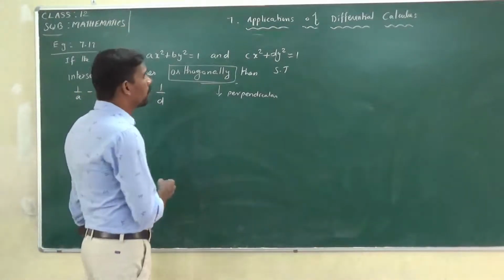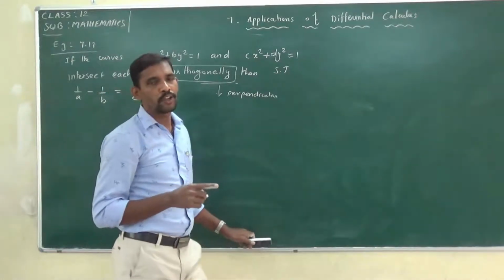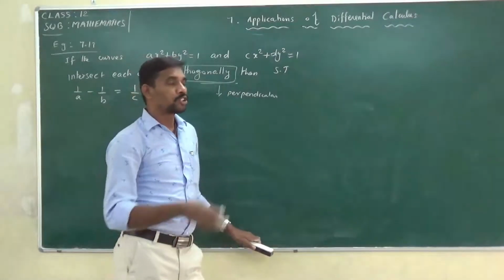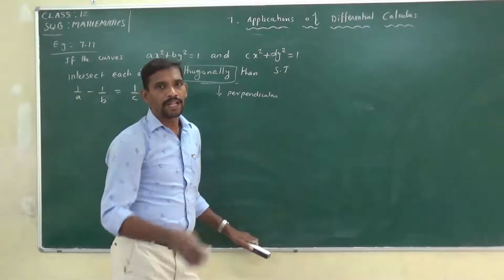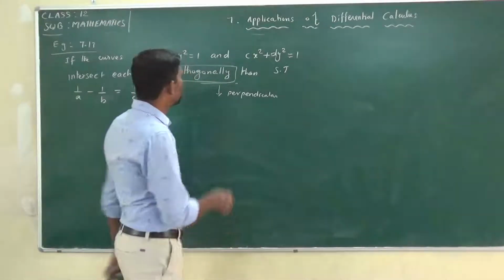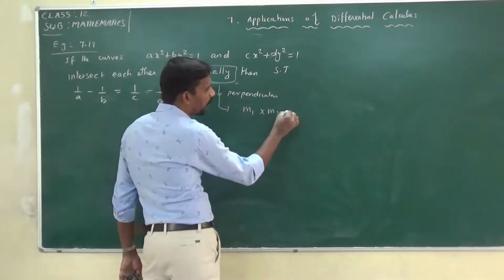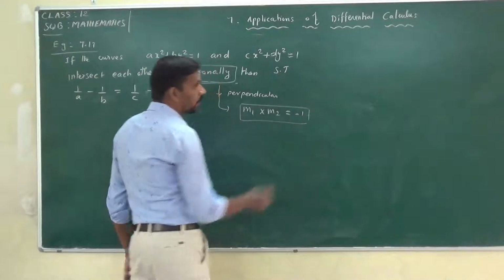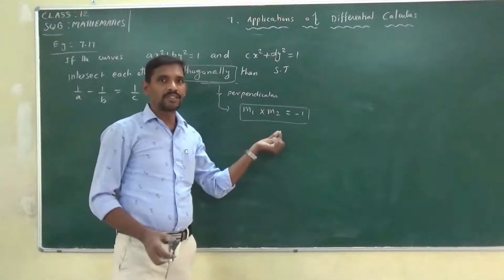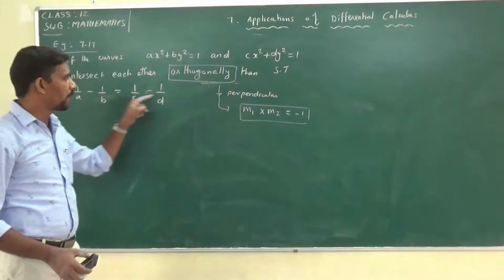So if two lines are perpendicular, we know the concept of slopes. Using the slopes concept we can easily check whether lines are parallel or perpendicular. If slopes are equal, then they are parallel. If the product of slopes gives minus 1, then they are perpendicular. That means for orthogonal curves we use the concept m1 into m2 is equal to minus 1. Using this concept, you have to show 1 by a minus 1 by b is equal to 1 by c minus 1 by d.